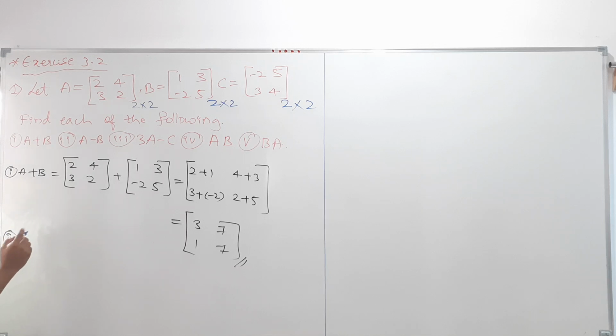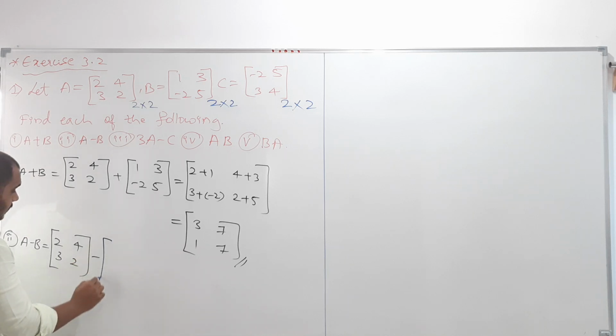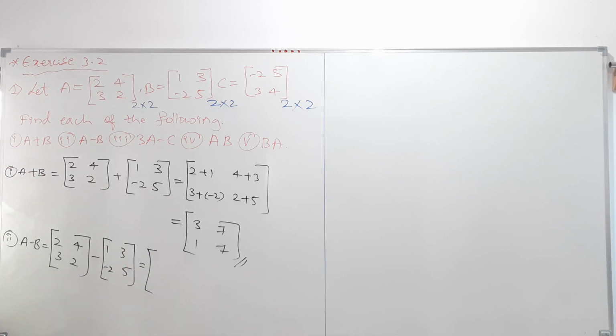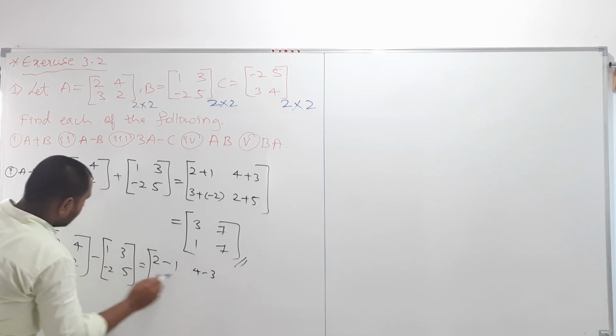Next, my dear student, I am going to discuss the second question. So what is the second question? A minus B. Again here it is. What is A? A is 2 4 3 2 minus, here it is 1 3 minus 2 5. So this is your B matrix and this is A matrix. Minus is there.